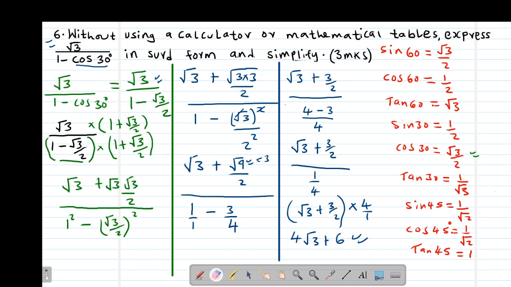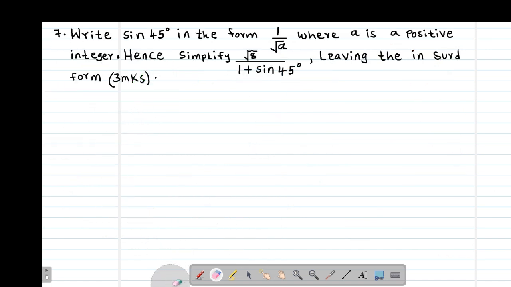So let's check our example 7, which reads: write sine 45 in the form 1 over root a, where a is a positive integer. Hence simplify root 8 divided by 1 plus sine 45, leaving the answer in surd form. It's a question worth 3 marks.